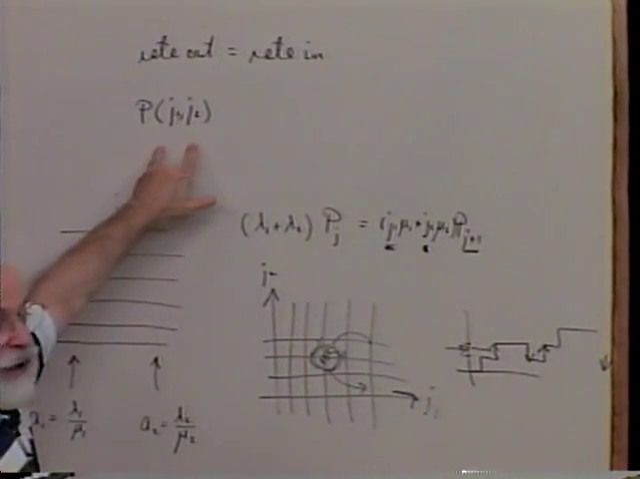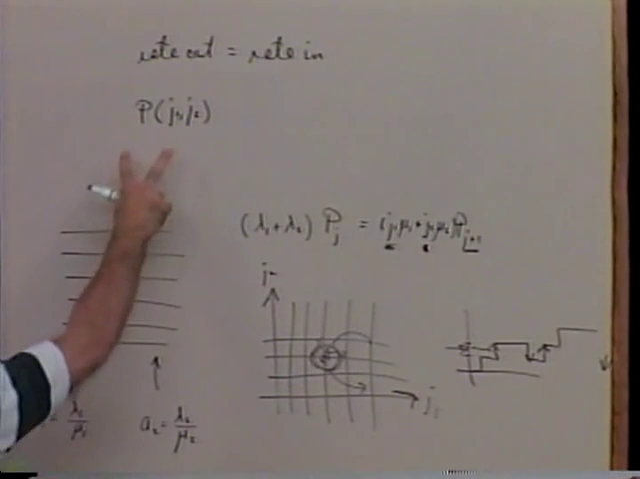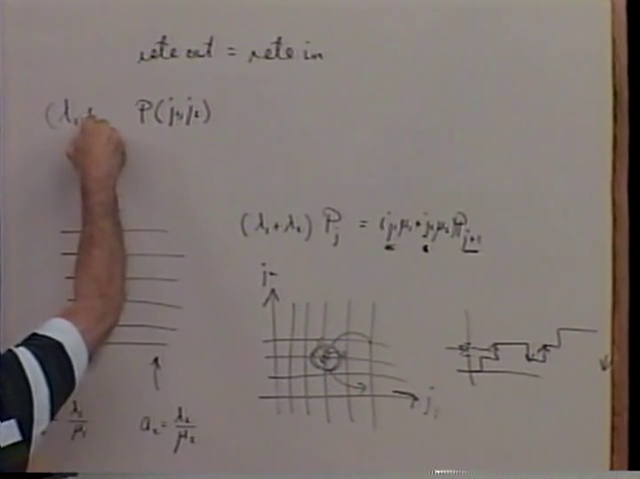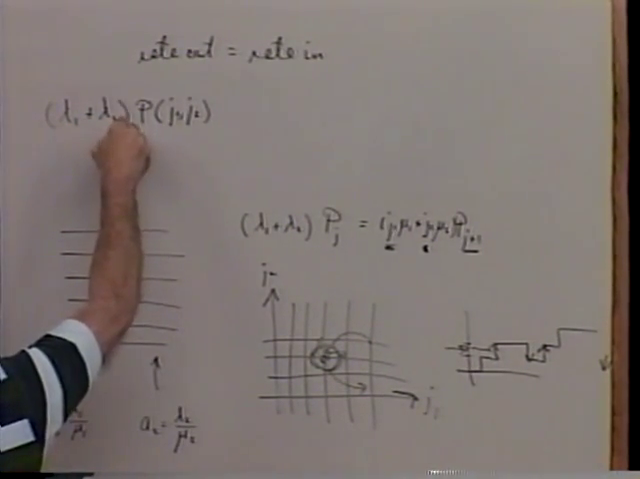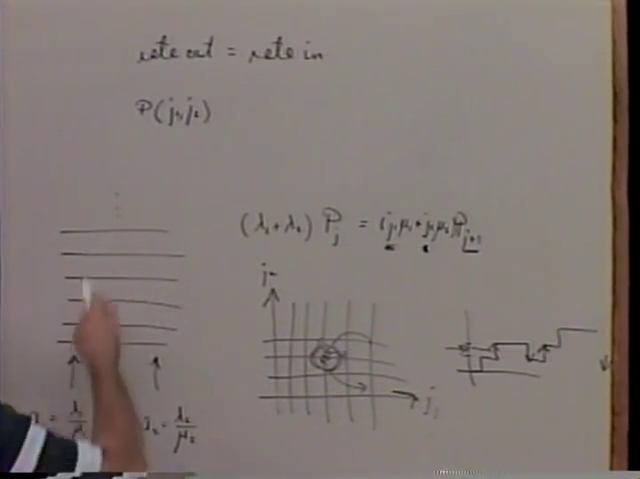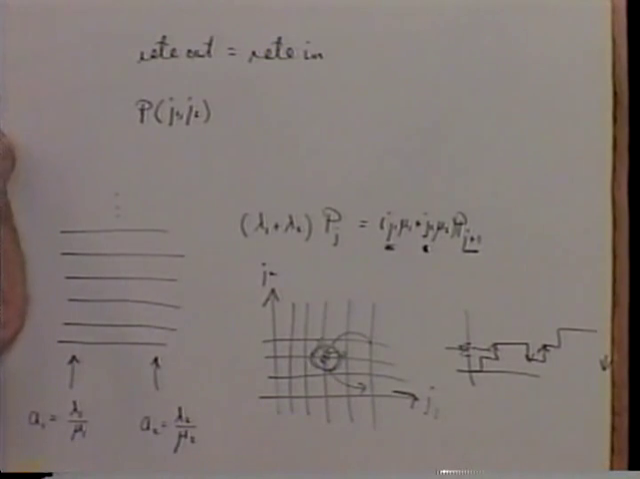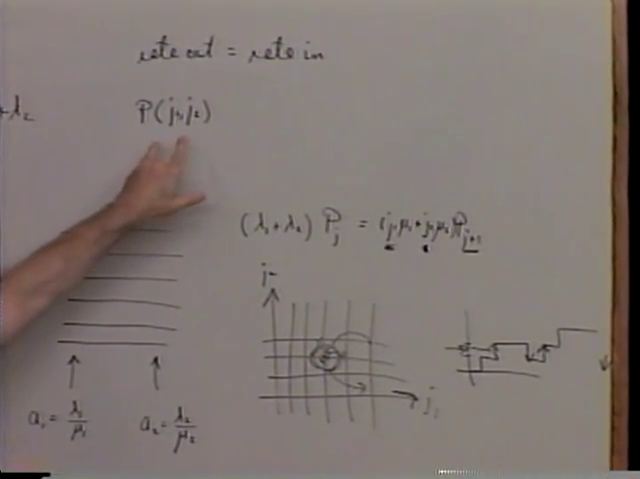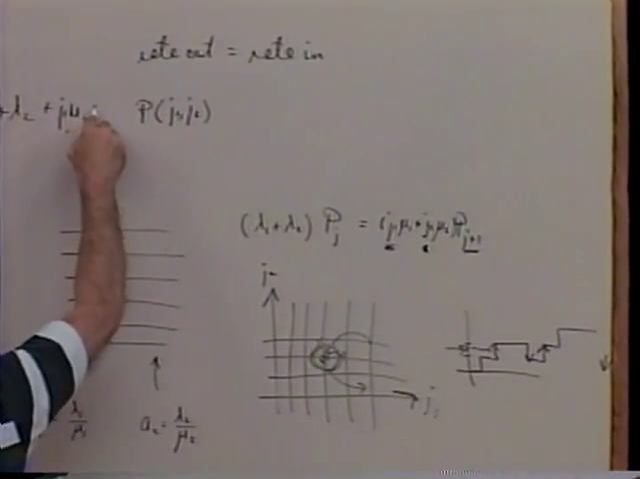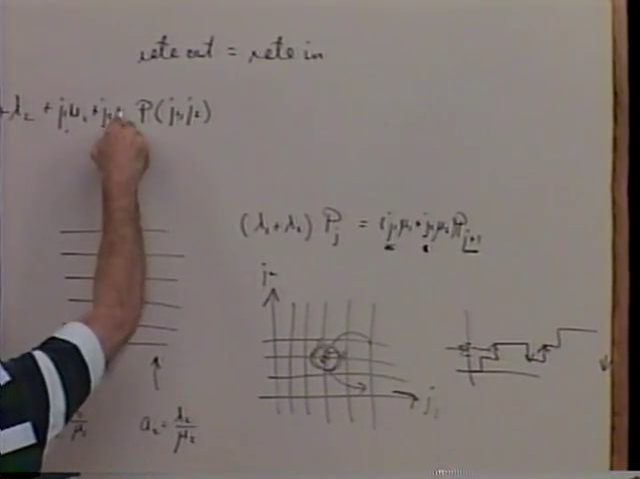OK, so what is the rate at which I leave this state? Well, if this is the fraction of time I'm in it, and when I'm in it, customers arrive at rate lambda 1 from stream 1 and lambda 2 from stream 2, then that is the rate. Then this is the rate at which I leave this state because of arrivals. But I can also leave this state because of departures. And the rate at which that occurs is, for stream 1, J1 mu 1, and for stream 2, J2 mu 2.